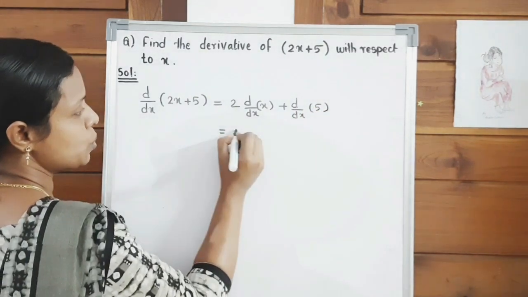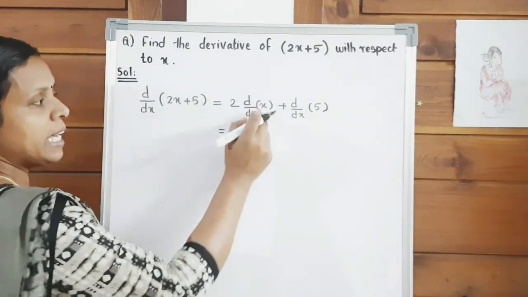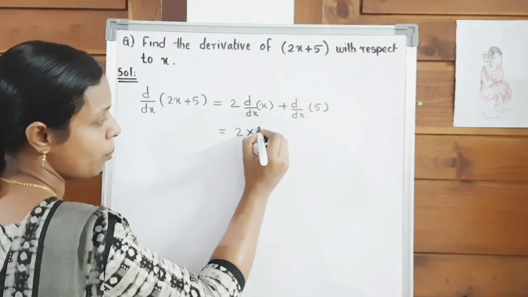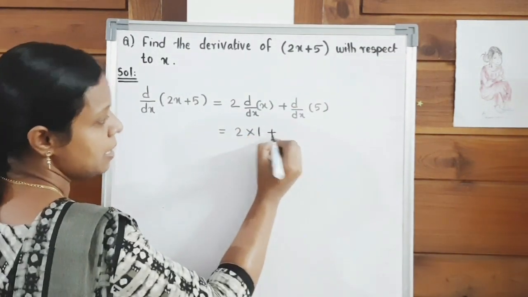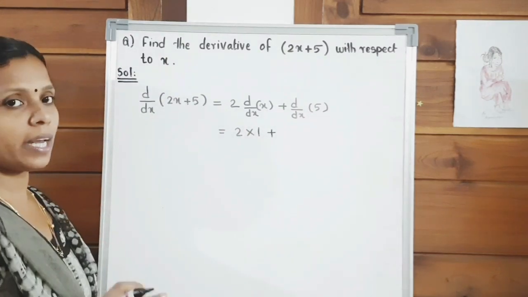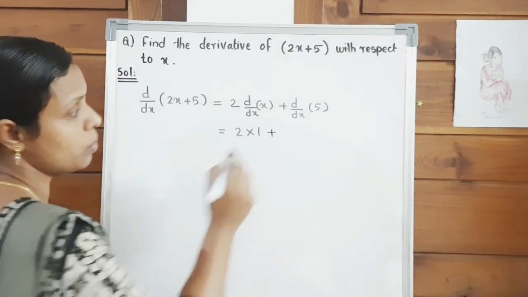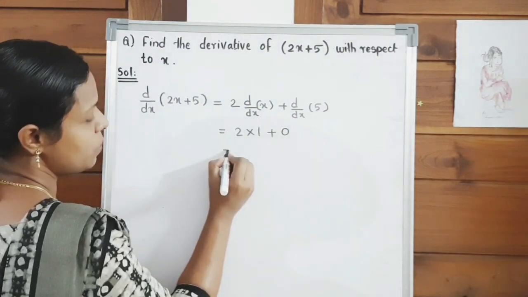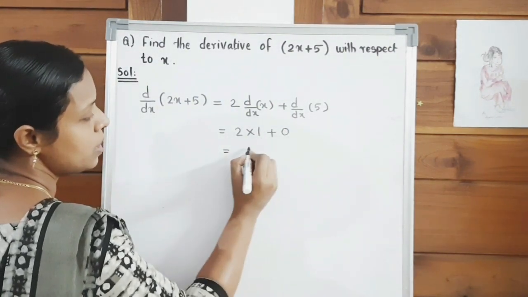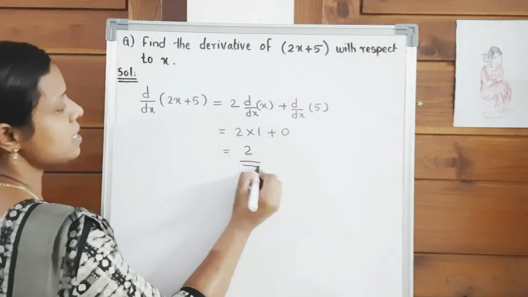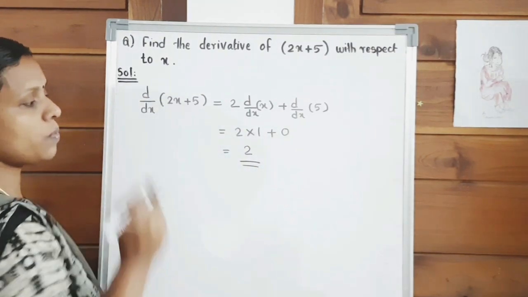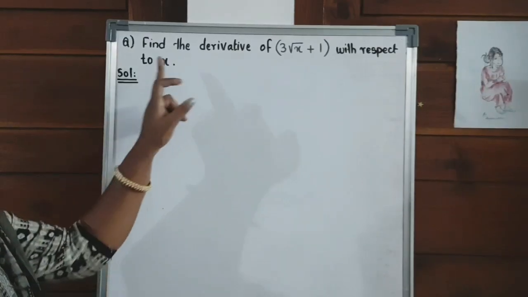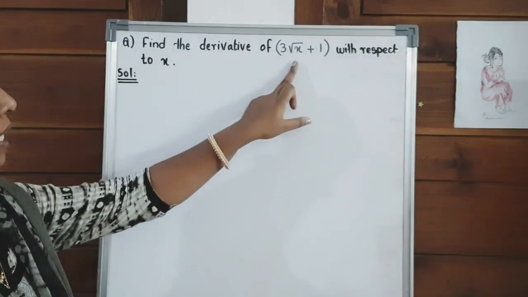That is equal to 2 into dx by dx. We know that dx by dx is equal to 1. So we write here 1. Plus d by dx of 5. We know that the derivative of a constant is 0. So we write d by dx of 5 is equal to 0. That is equal to 2 into 1, 2 plus 0, that is 2. Now we get d by dx of 2x plus 5 is equal to 2. Clear?